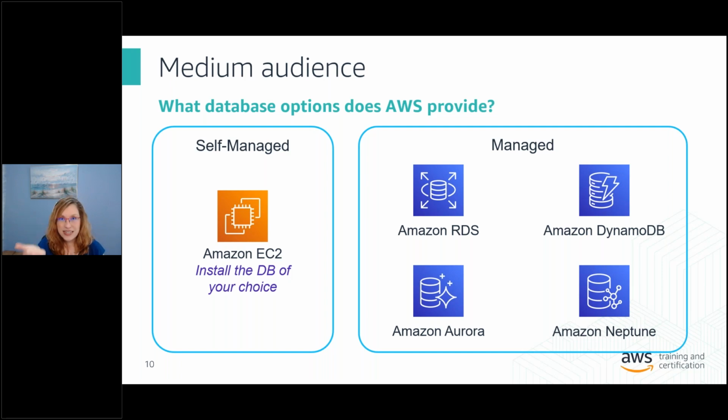So we have our EC2 instance, which is going to be housing our compute resources. And then we've got Amazon RDS, which is going to be handling our database requirements.